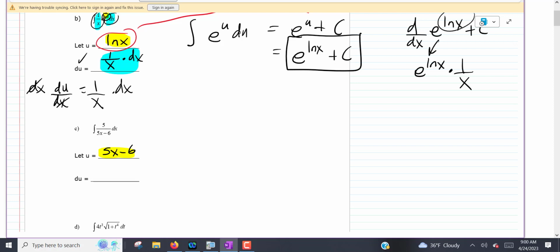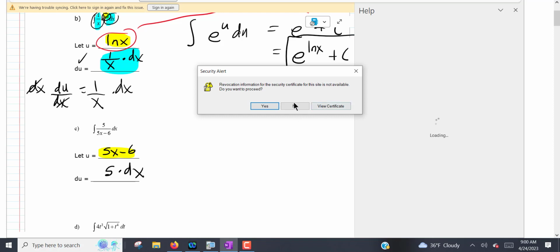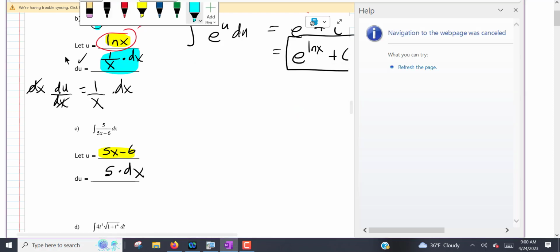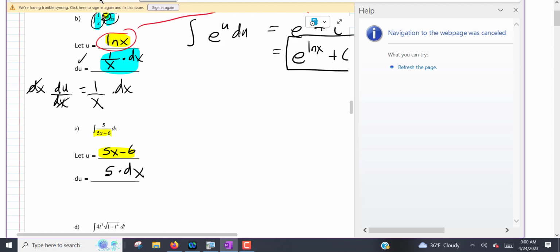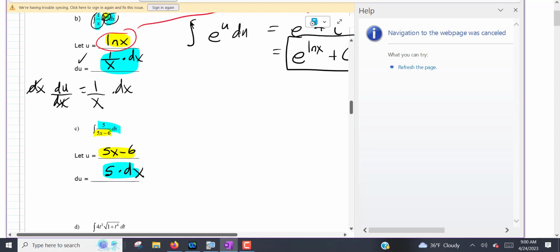Okay, so what is du? Du is the derivative of 5x minus 6, so what is that? 5 times dx. Don't forget the dx there. Okay, now again, notice that u is going to be the denominator. We just have to make sure everything is accounted for. Okay, so there's my u, and then what I've been doing is just kind of highlighting in blue here to show you that that's what's left over. That's why your choice of u is correct, okay?